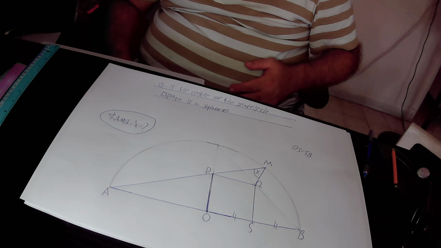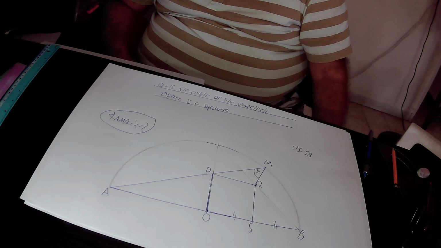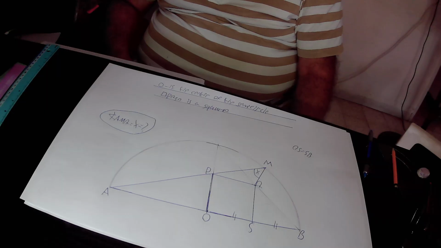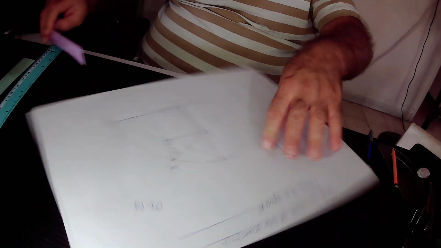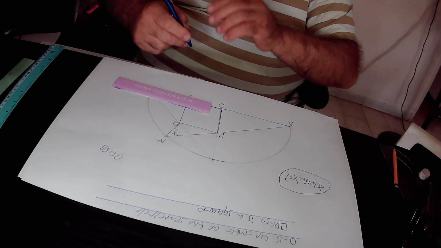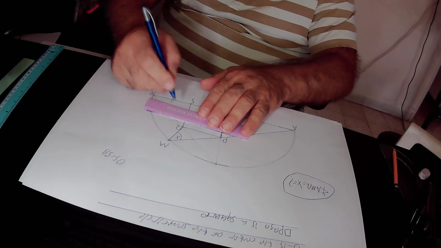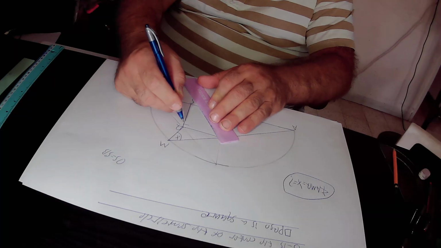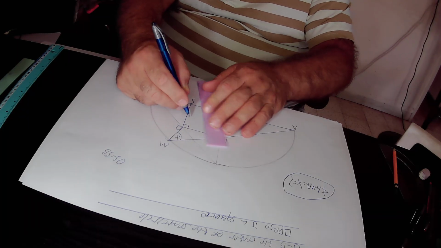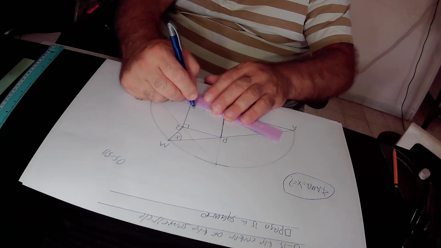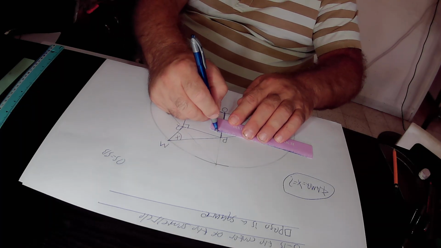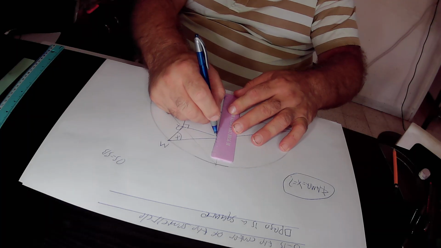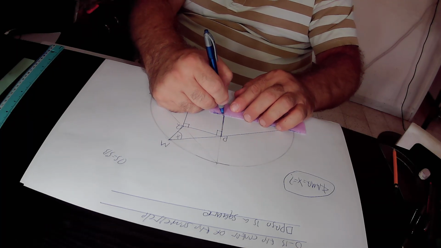So first of all, we know that all the angles inside the square are right angles. So this is a right angle. This is also a right angle. This is a right angle. And this is also a right angle.